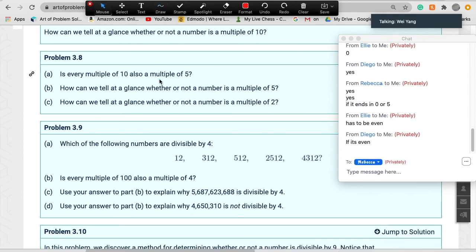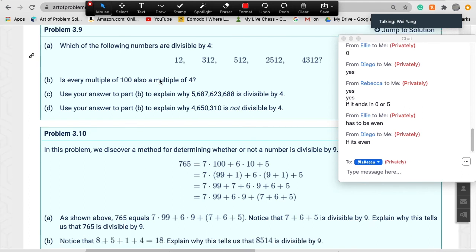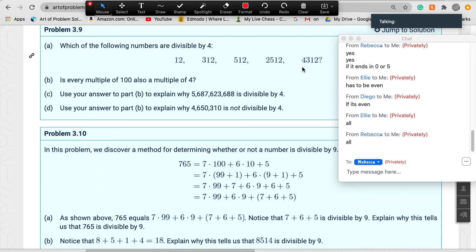A. Which of these numbers are divisible by 4? These 5 numbers, which ones? Yeah, Ellie, you're so smart. Yeah, you're right. Who else? Rebecca, am I correct? Yes, you're right. Rebecca, you're correct. There you go. What's your answer for this one?